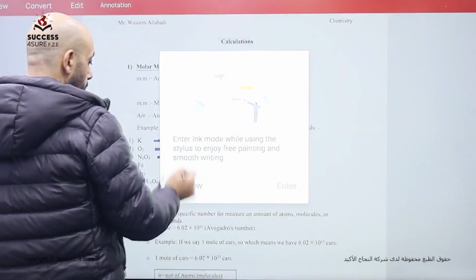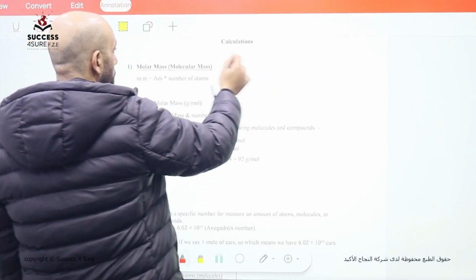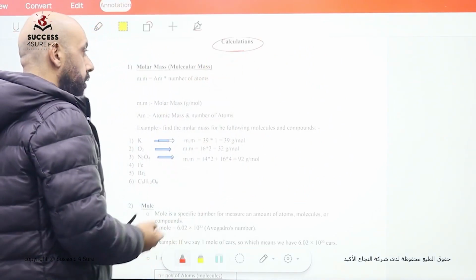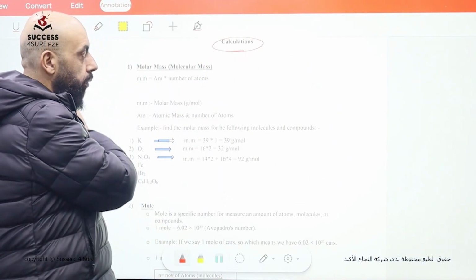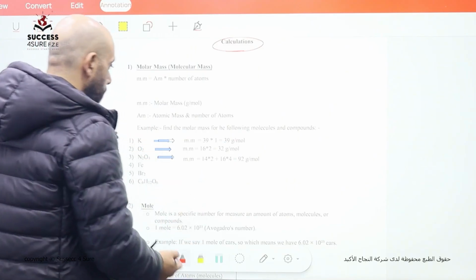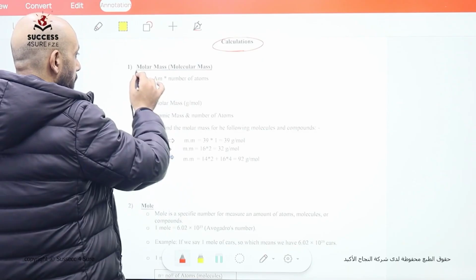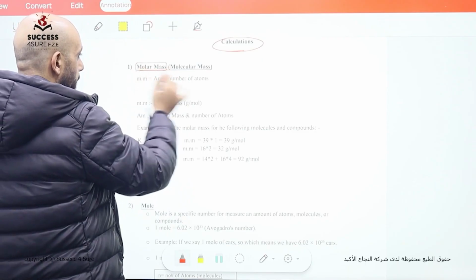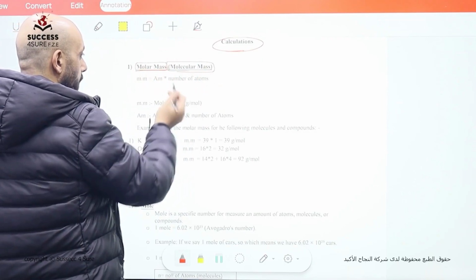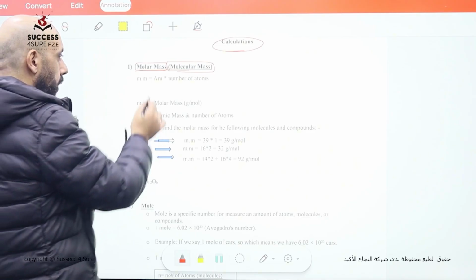You have to know, guys, that calculation is a chapter whose basic formulas you will use during the next chapters. So you have to understand those formulas before starting the next chapters. The first one we're going to talk about is the molar mass or molecular mass. How are we going to measure the molar mass or the molecular mass?